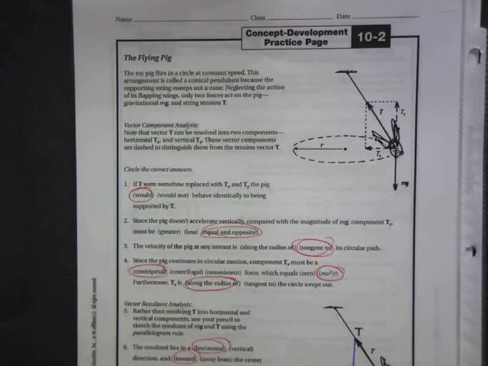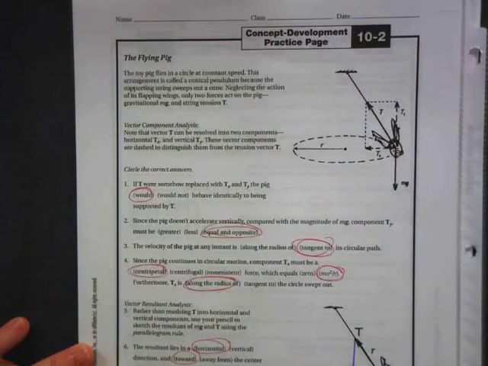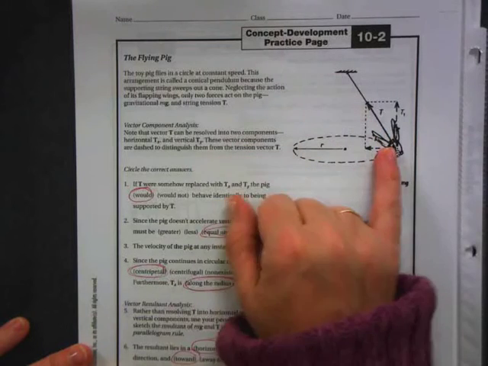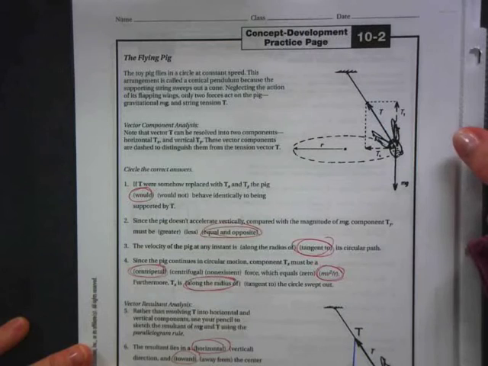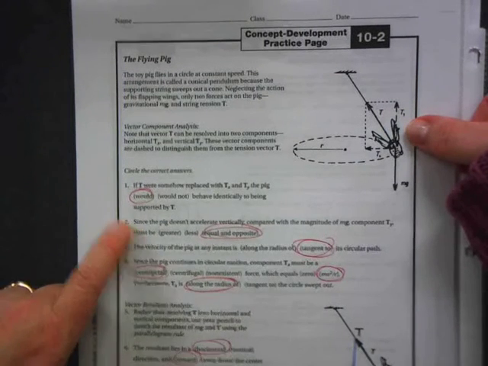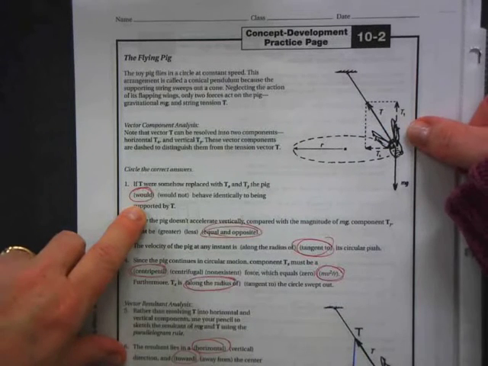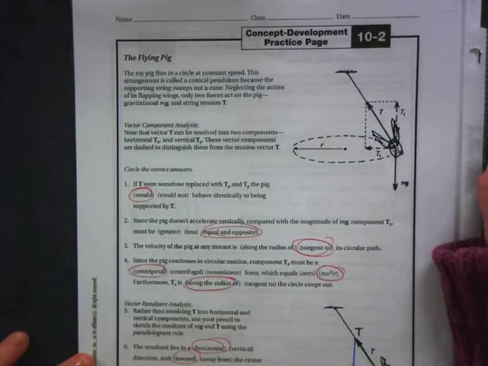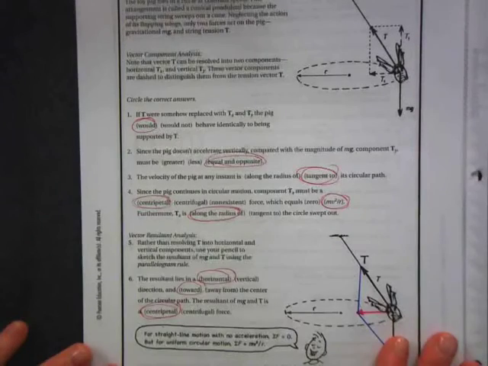Flip over your page. The pig, if you think about the string, it sort of creates a cone shape. If you were to take the tension in the string and resolve it into its horizontal and vertical vectors, what would the relationship be between... that's really what question 1 says, if somehow you were to replace Tx and Ty, the pig would behave as if it was just supported by T. Because where do Tx and Ty come from? T. So take out T, and as long as you can leave Tx and Ty, everything will be the same.